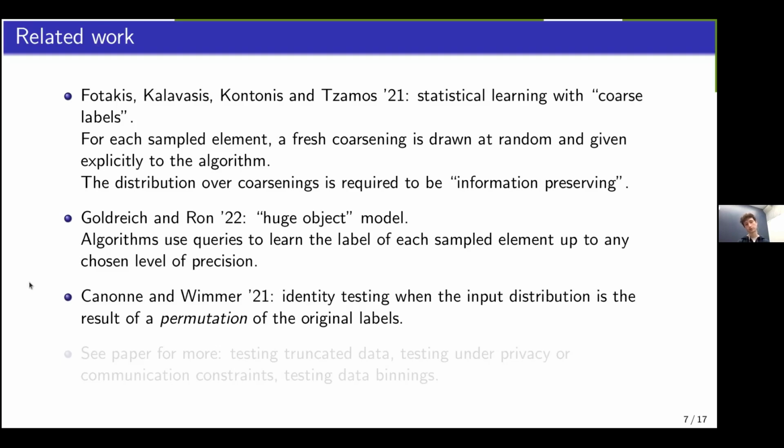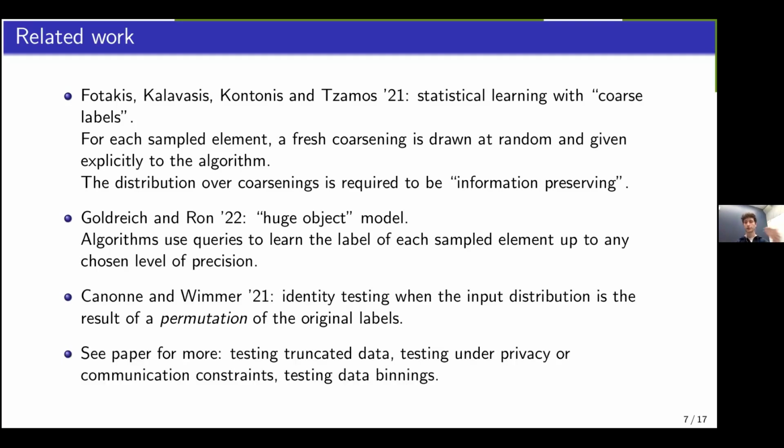There's also related work in spirit by Canonne and Wimmer on identity testing when the input distribution is promised to be a permutation of the original labels of the distribution. So here, perhaps the collector has scrambled the labels by mistake, and then they try to fix them back, but they're not sure whether they succeeded or not. So they can use this algorithm to test whether they recovered the original distribution or not. And I invite you to look at the paper for some more connections and conceptual similarities with other work.